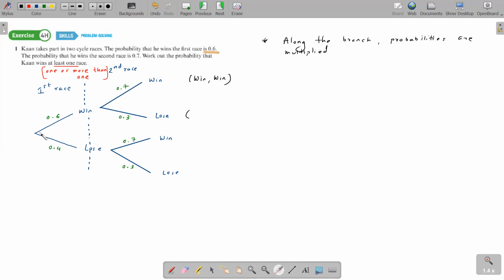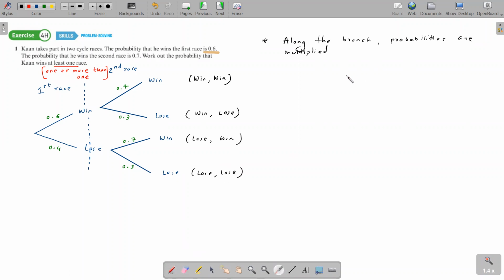So what's the second branch? In the second branch, the first race is won, but the second race you lose. Third branch: first you lose, the first race is lost, and the second race you win. First you lose, then you win. And the last branch is the worst possible outcome, right? You lose both the games. The first race is lost, and the second race is also lost.